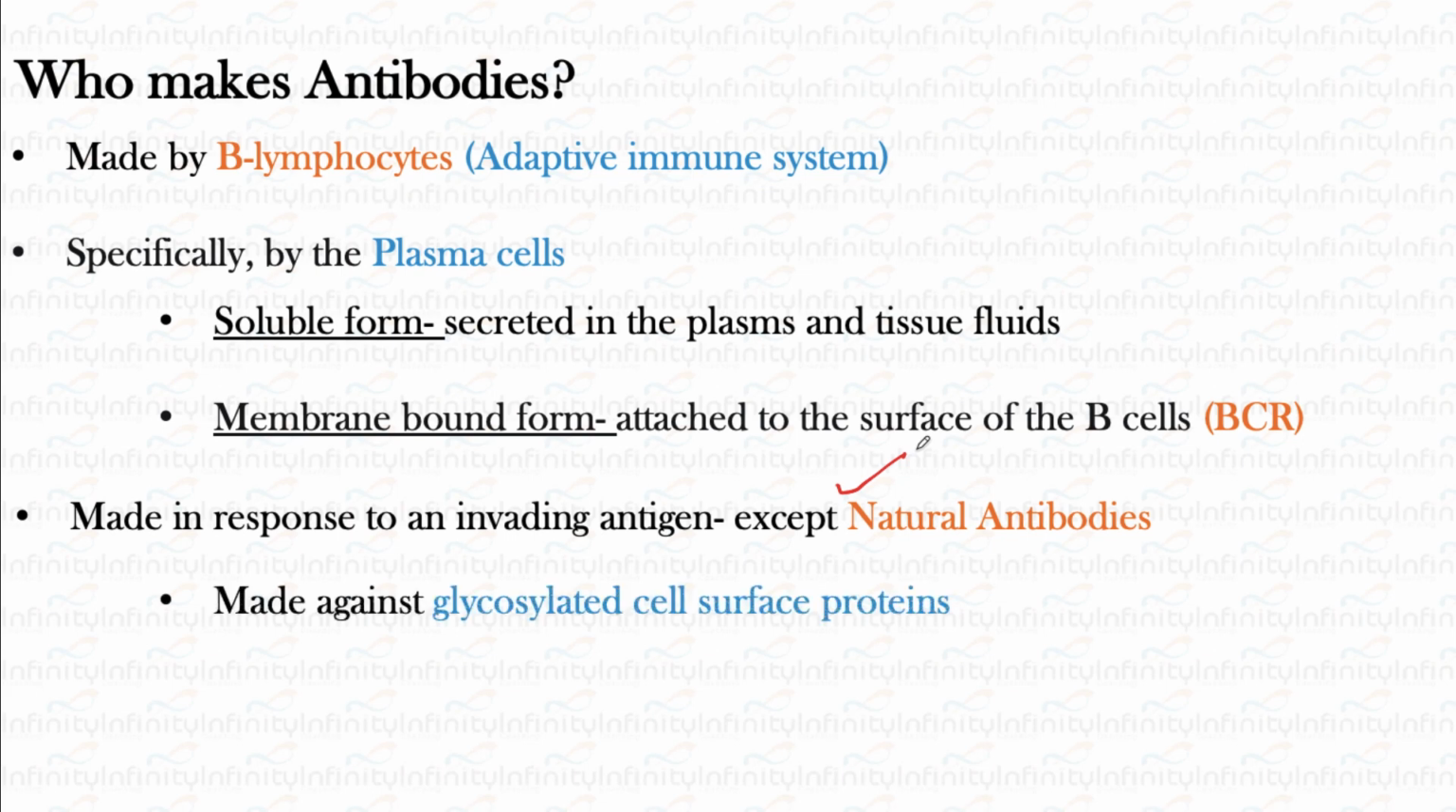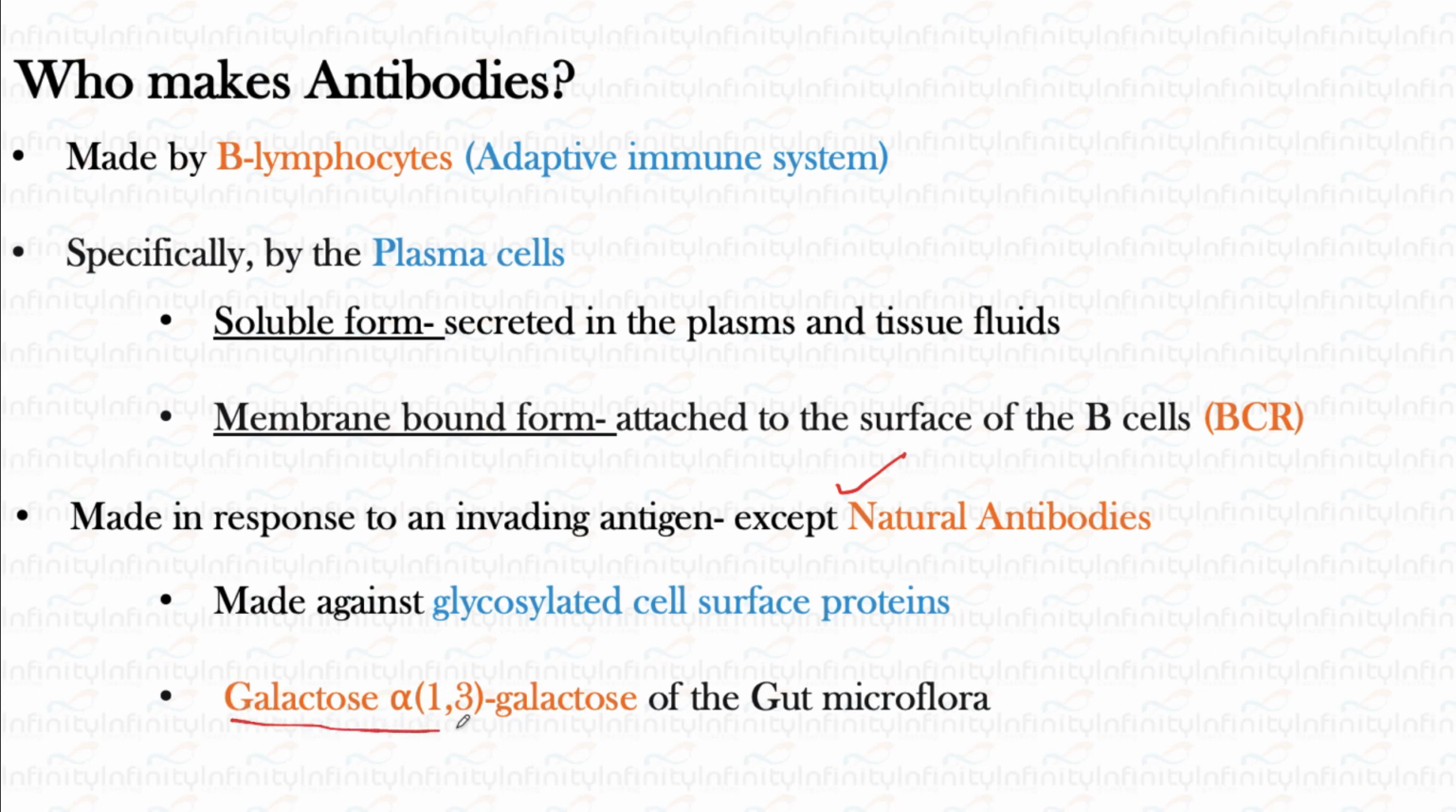These natural antibodies are made against glycosylated cell surface proteins. Right? But these glycosylated cell surface proteins have to belong to an organism that is not like us. Hence, they are made against gut microflora. Specifically, these antibodies are targeted against a disaccharide known as galactose alpha-1,3 galactose. So it's a disaccharide made up of two galactose monosaccharide units, and it is made against the gut microflora. Okay, so these are the only kind of antibodies that do not require the exposure of an antigen.